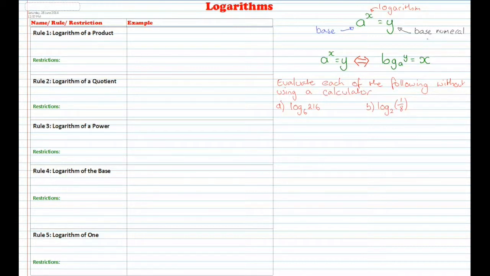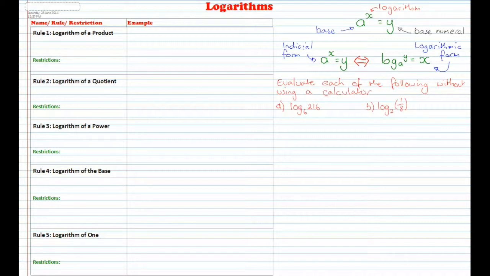And we now know as well that we can transform a to the power of x equals y into a logarithmic equation, that is log base a of y is equal to x. So we say that this form here is its indicial form, and we say that this form here is written in its logarithmic form. So what we're going to do is have a look at how these actually help when exploring how to simplify logarithms. And to do that, we're going to evaluate each of the following without using a calculator.